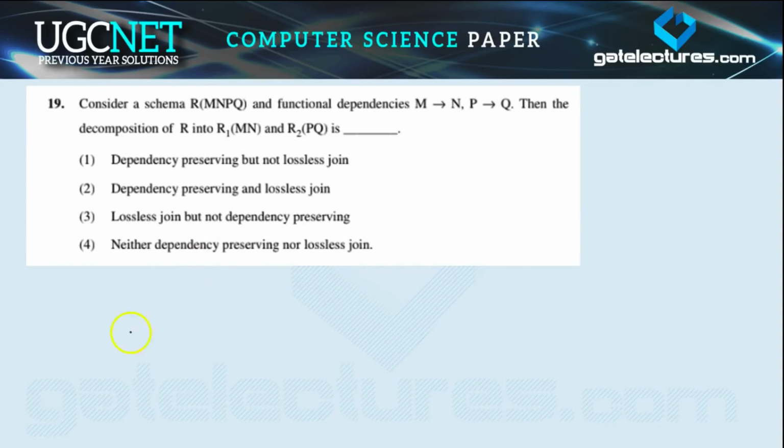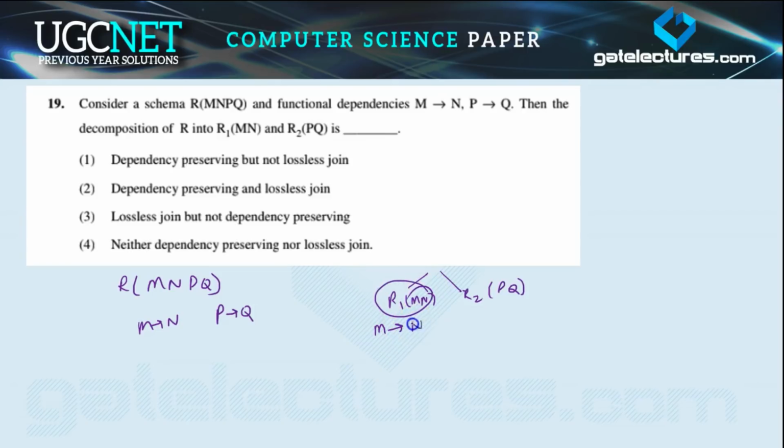Now question number 19 is: consider a scheme R, a relation with M, N, P and Q as the attributes, and the functional dependencies are M implies N and P implies Q. So if we decompose this into different tables, R1 will contain M and N, and R2 will contain P and Q, right? Now in this case M implies N, and here P implies Q. So all the functional dependencies are preserved. So this is dependency preserving.